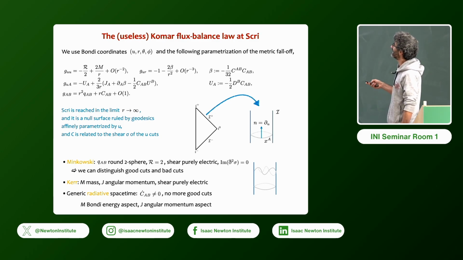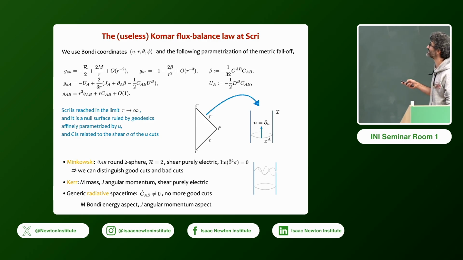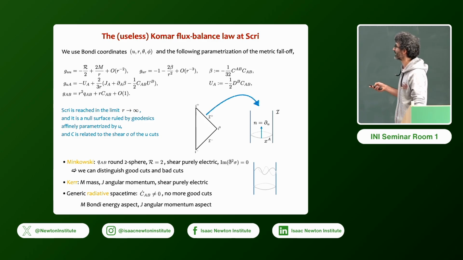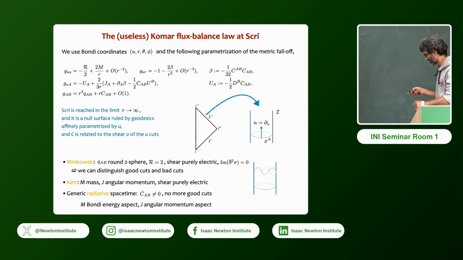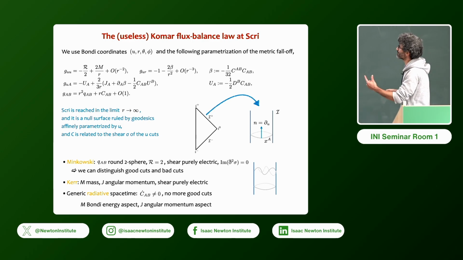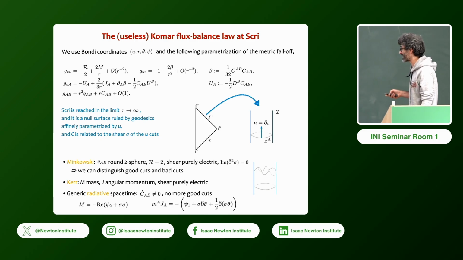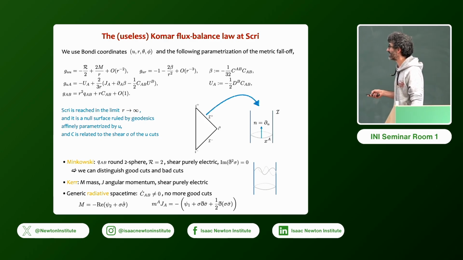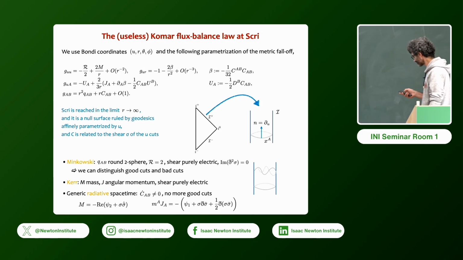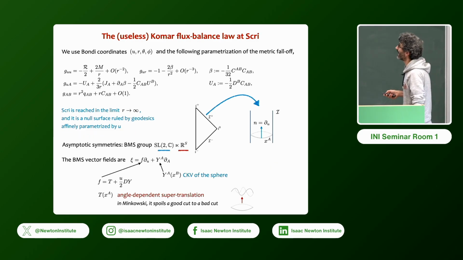If you do Kerr, then this parameter M in Kerr in retarded Bondi coordinates is the mass, and J is the angular momentum. But in generic radiative spacetimes, you don't know what the good cuts are. You still call M the Bondi energy aspect and J the angular momentum aspect, for reasons that I will explain. And if you don't want to use coordinates and you're familiar with the Newman-Penrose language, then M and J can be related to Newman-Penrose scalars like so. I'll come back to that.